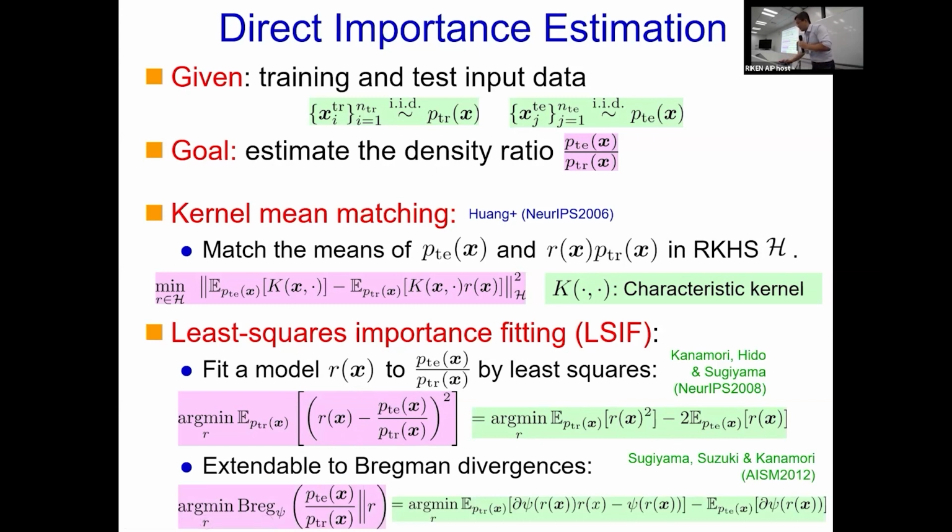And this method can also be extended to Bregman divergence. So squared loss is a special case of Bregman divergence. It can be naturally extended to other classes of Bregman divergences easily.